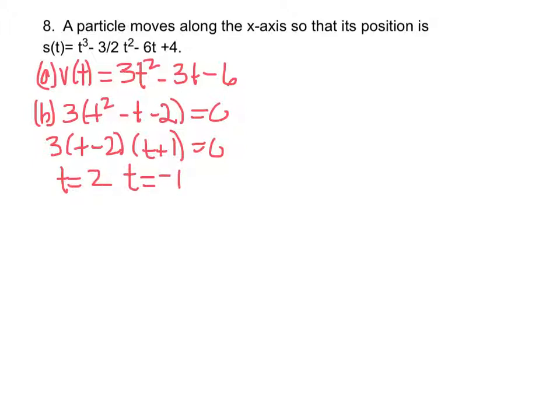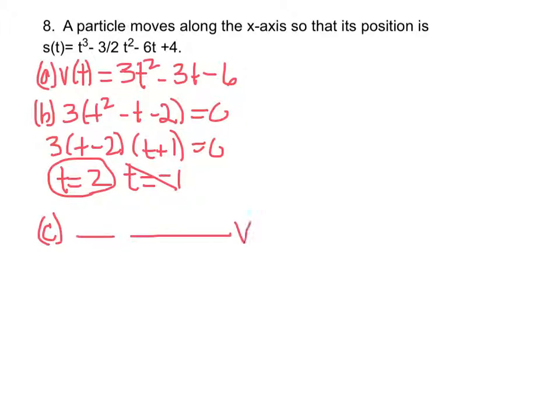Now, we are talking, obviously, about time. Time can't be negative. Also, if you look at the directions, it says for the interval from 0 to 4. So this will cancel out, and that will be my answer for part B. Part C is asking when the particle is moving to the right. Particles move to the left and the right. We need a velocity sign chart.